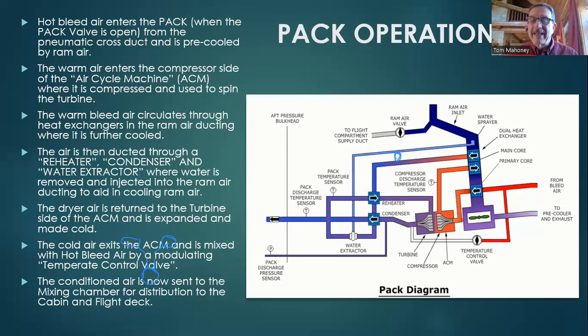All right, so now let's take a closer look at exactly how the pack works. The left and right packs are identical, so we're only going to show you how one pack works. Once you know how one pack works, then you'll know how they both work. So first of all, hot bleed air enters the pack when the pack valve is open. We talked about the pack valve earlier. That's the valve that's right on top of the cross duct manifold. When that's open, the air is pre-cooled.